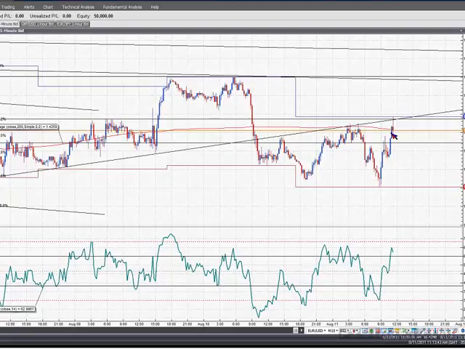Now I've been bullish on the pound dollar after this move up here. 1, 2, 3, 4, 5, and then I consider this an expanded flat connected with a zigzag.